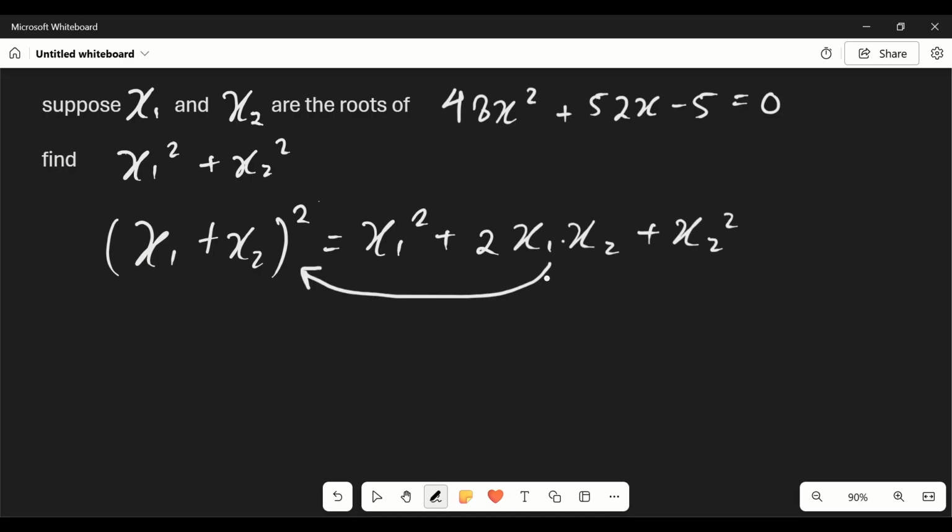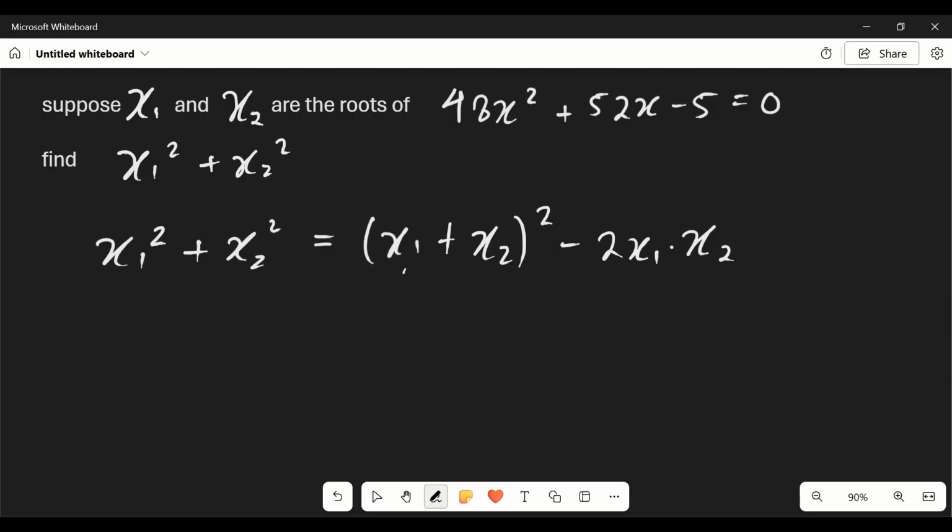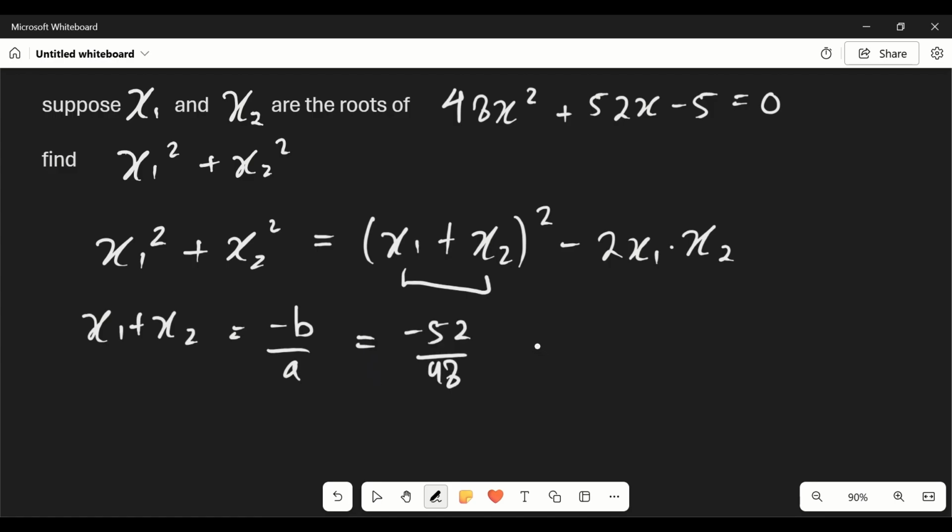We can move 2 x1 x2 to the left side. We get, and this is what we want to know. By solving this, we know the formula, and this, we know the formula. First, we find x1 plus x2. Then we can substitute for b and a. Then we can simplify this a little bit, and we get the sum of the roots.